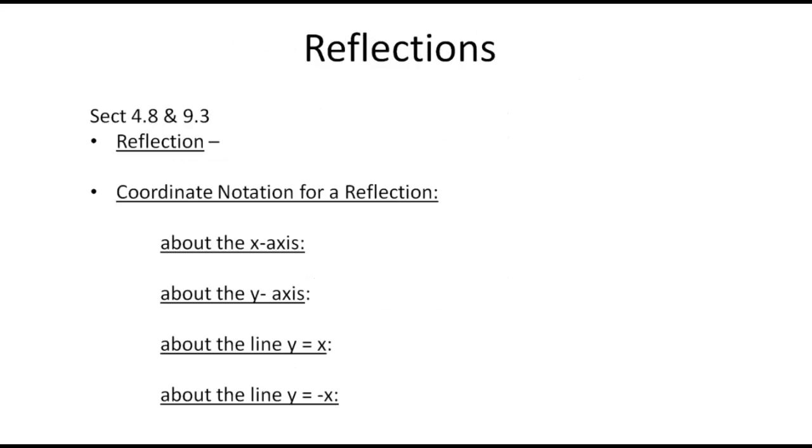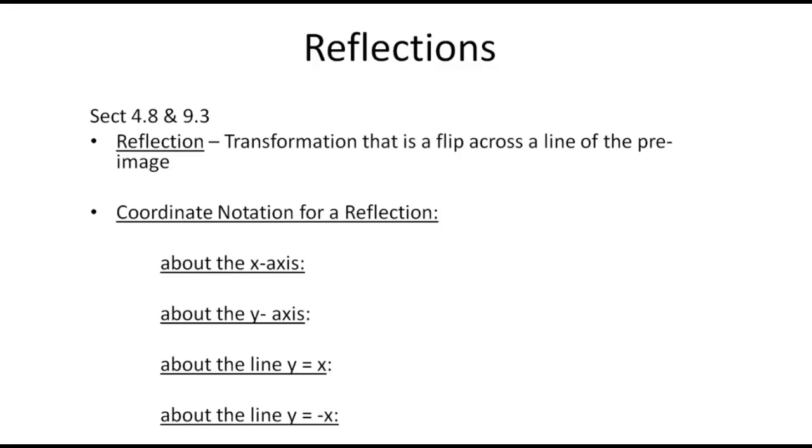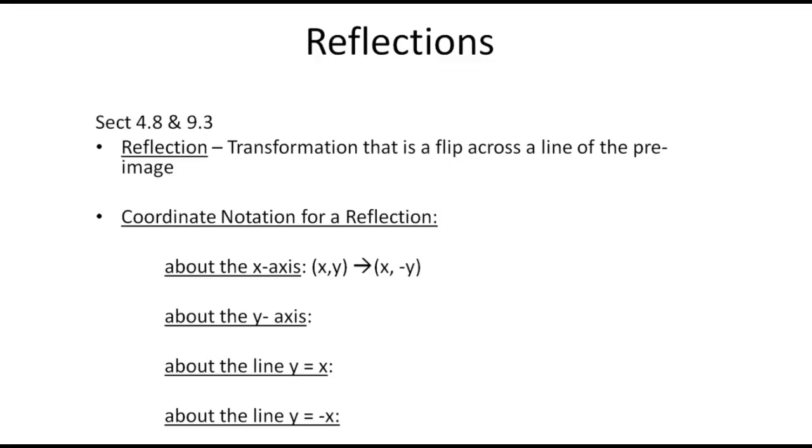So moving right along into reflections. A reflection is a transformation that flips across the line of the pre-image. So again, my key word right here is that it flips. Now we've already been doing flips across the x-axis and y-axis, so we're going to look at one of those and then we're going to move on from there. I'm going to talk about the coordinate notation real quick. If I go about the x-axis, my point moves to where the y value changes signs.